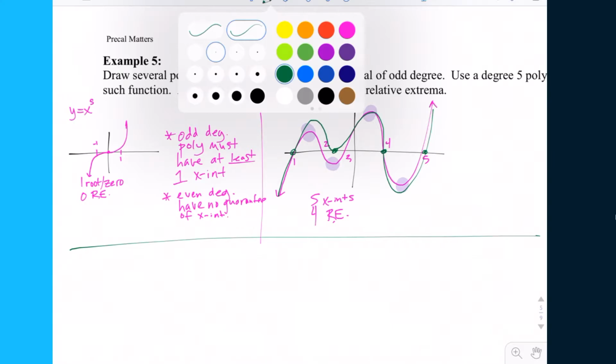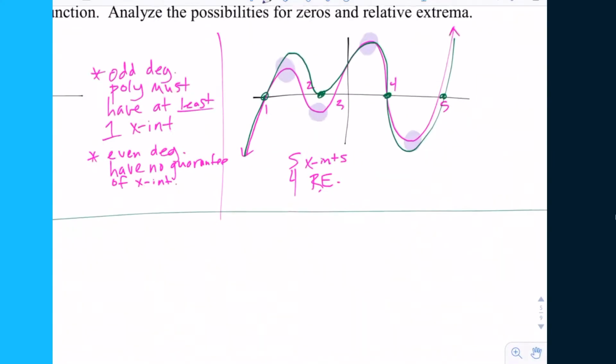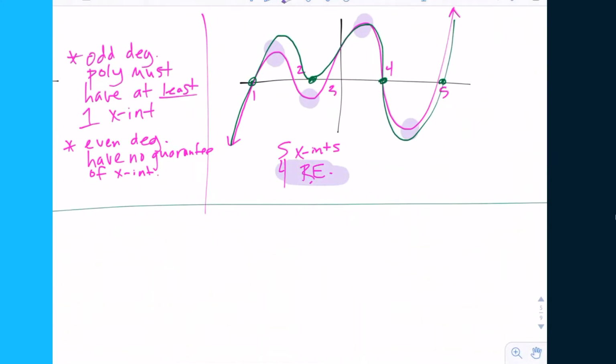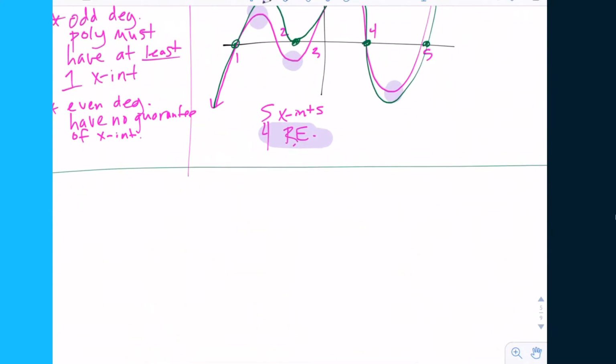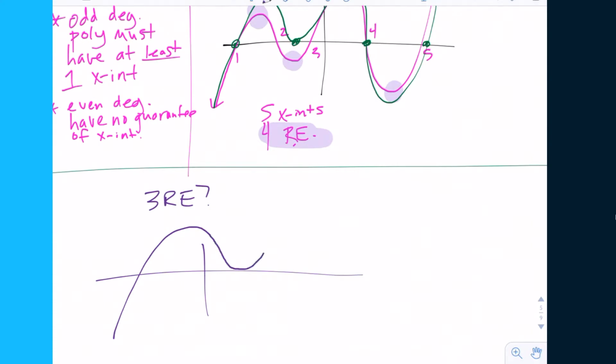Let's see if we could draw it with fewer relative extrema. If the theorem says that 4 is the maximum, then could we draw a fifth degree polynomial with just 3 relative extrema? Can we just have 3 relative extrema? Well, let's see. If I come in the bottom, I'll turn around once, twice, and 3 times. But if I'm not allowed to turn around again vertically, is that going to be a fifth degree polynomial? No, why not?